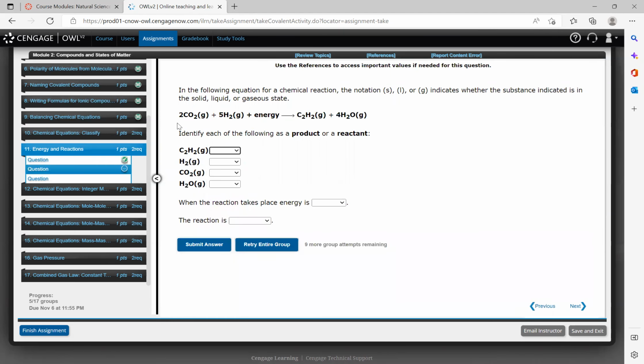Let's try another one really quick. Okay, so we can see that we have the C2H2 on the product side. We have H2O as a gas. That's on the product side. CO2 is a reactant, and H2 is a reactant. And as you can see, energy is on the reactant side, so it's going to be absorbed. So therefore, this is an endothermic reaction.